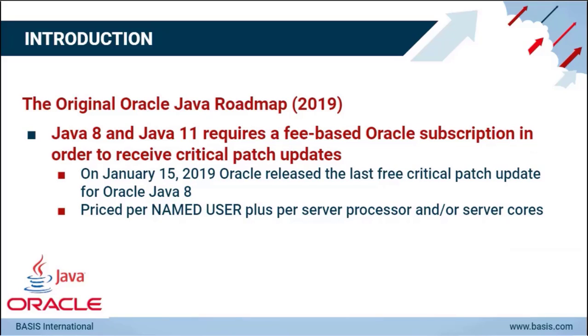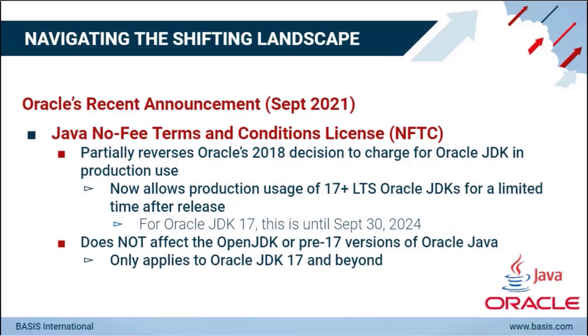More on that 2019 roadmap. Java 8 and Java 11 required a fee-based Oracle subscription in order for you to receive the critical security patch updates. The last free patch update for Oracle Java 8 was provided way back on January 15th, 2019. It's noteworthy that the Oracle subscription is priced per named user. More on that later. Fast forward to September 2021, when Oracle modified their original roadmap. This is what you need to know today.